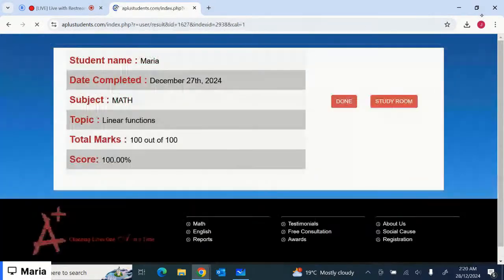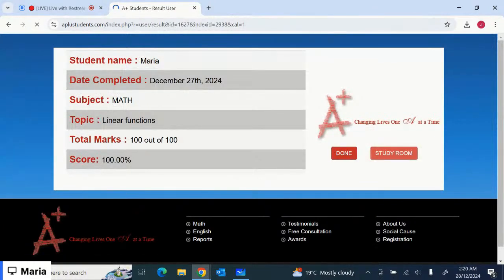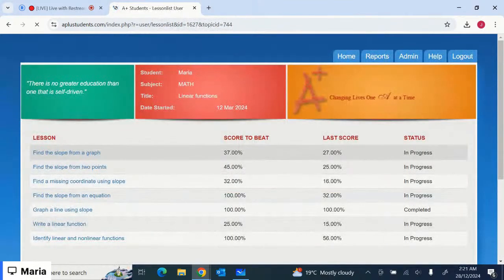Okay, you can complete the lesson by yourself later today. Let me just move on to the next lesson. The next one is write a linear function. Let's just start with the lesson.